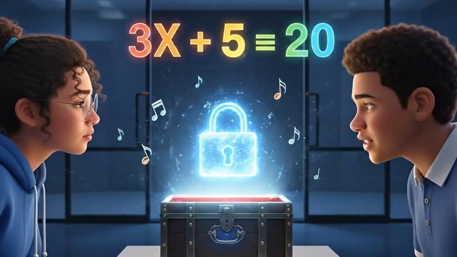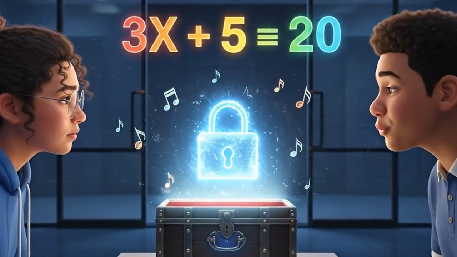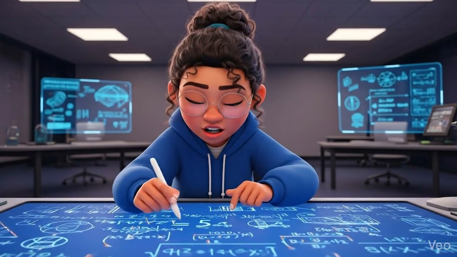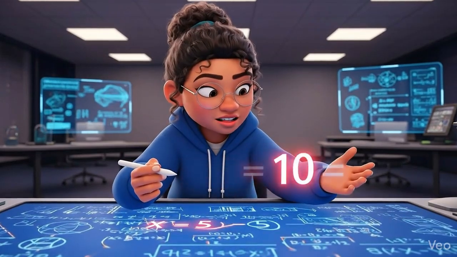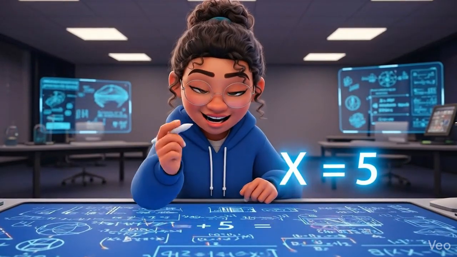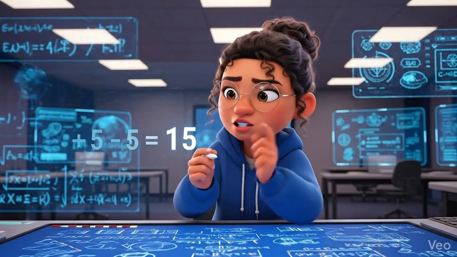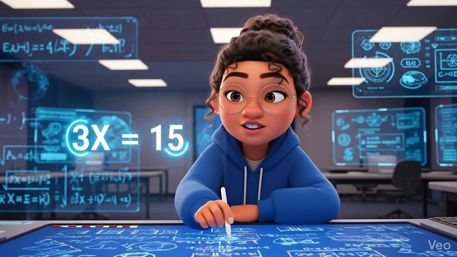Let's pause to solve this. What operation will you apply first to both sides? To solve for x, we want x by itself. The first move is to undo the plus 5 on the left, so we subtract 5 from both sides. 3x plus 5 minus 5 equals 20 minus 5, which simplifies to 3x equals 15.